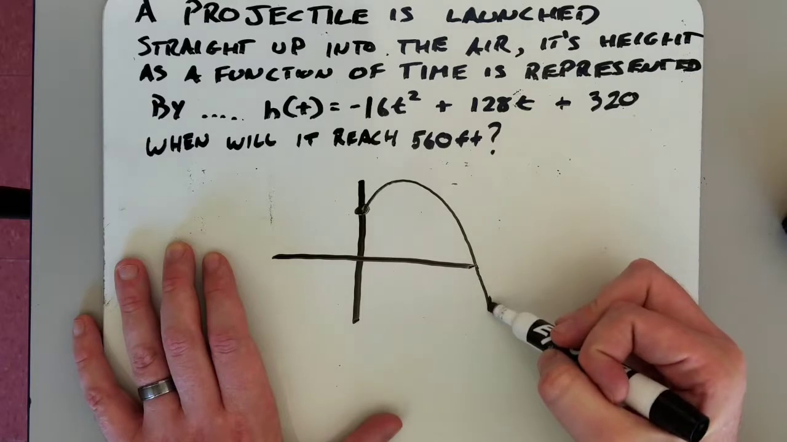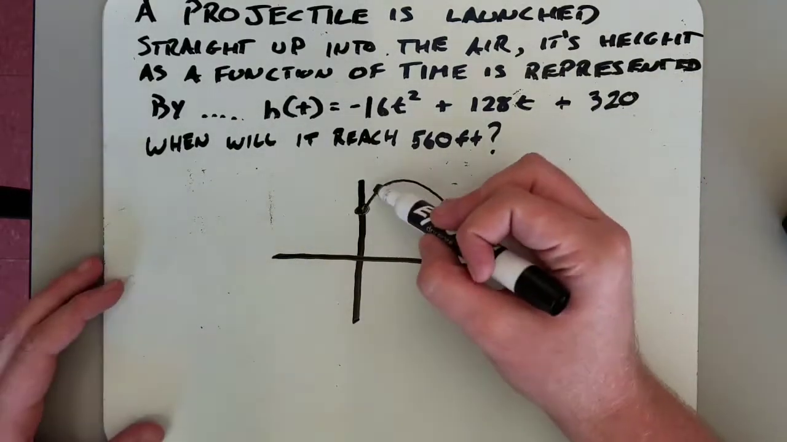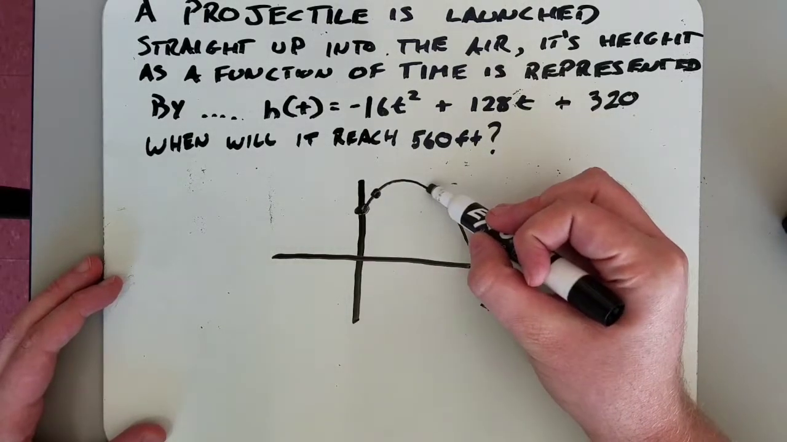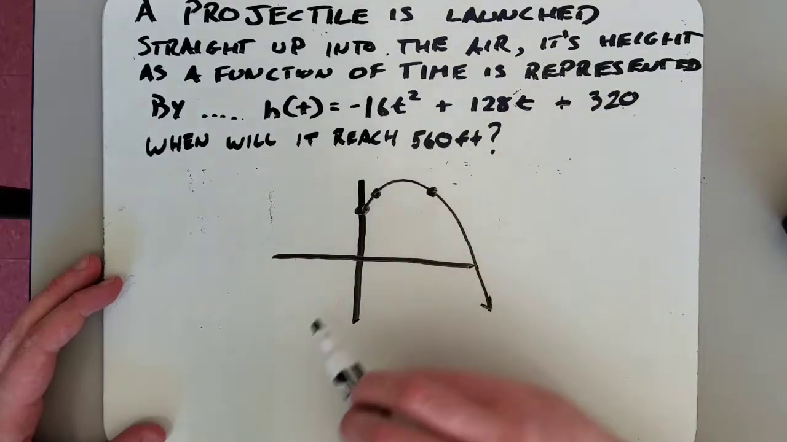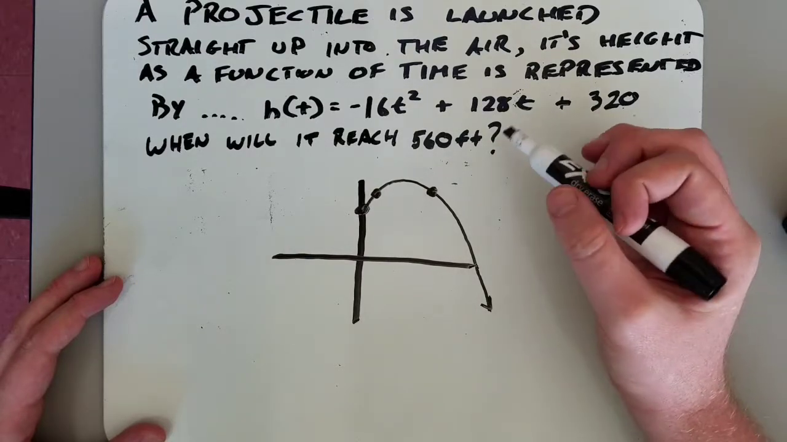I've done this problem already. I know that 560 feet is not its maximum height. That's another question that they often ask you. So I know that once on the way up, it's going to pass 560 feet, and then once on the way down, it's going to reach 560 feet. It's going to go up in the air, and it's going to come back down. It's going to actually pass 560 feet twice.